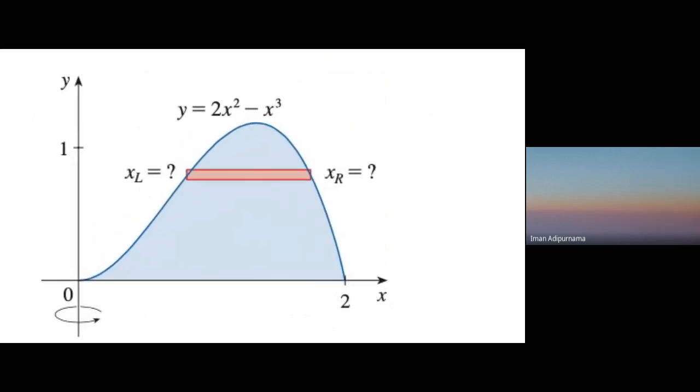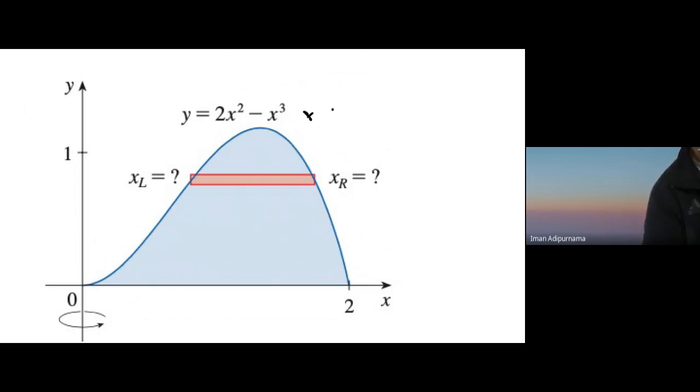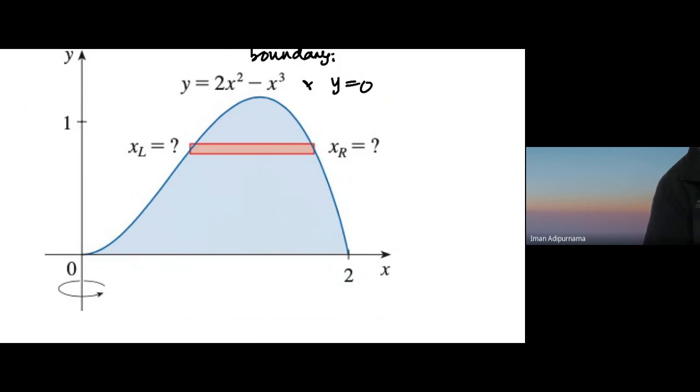If you have this curve, y equals x squared minus x cubed, and you want to compute the integral under this curve from 0 to 2, let's just take y equals 0 as the boundary. So the boundary is this curve and y equals 0. And then rotate it about the y-axis. So rotate it here.